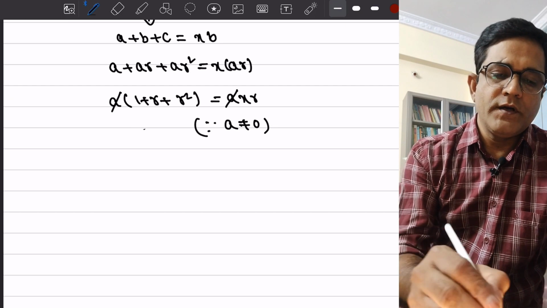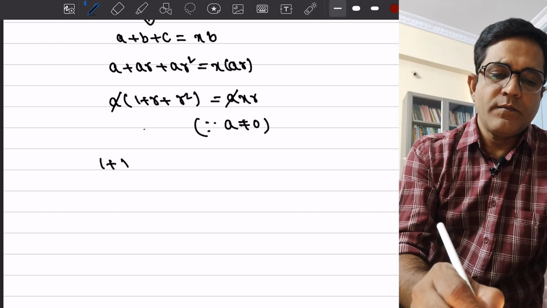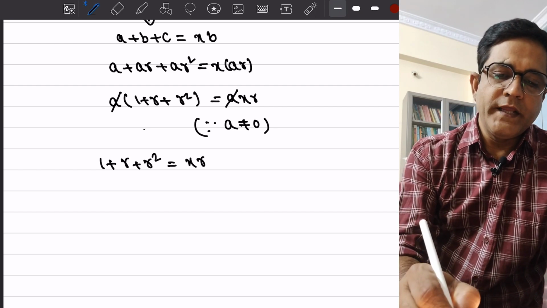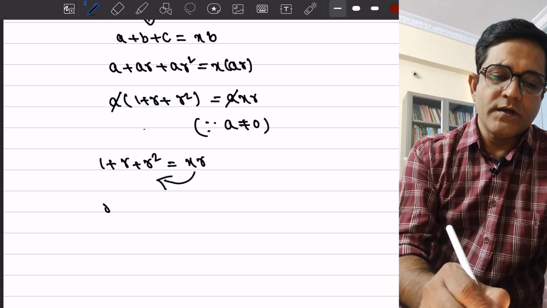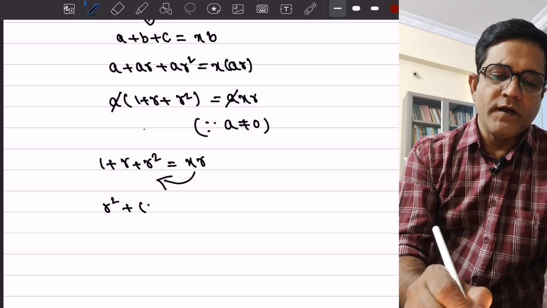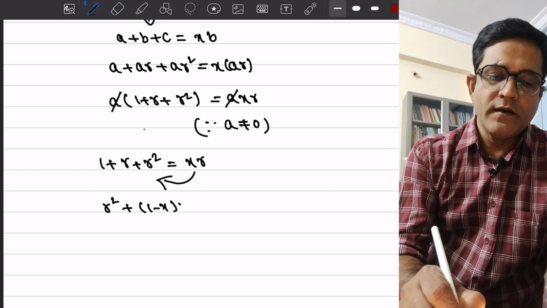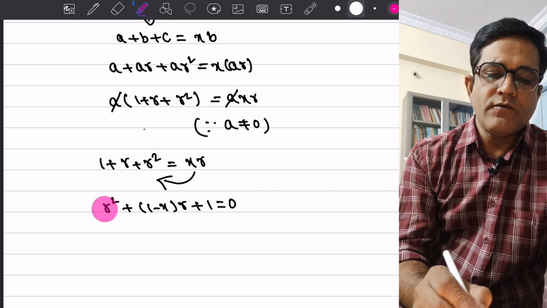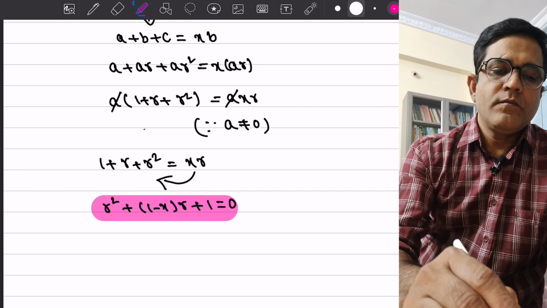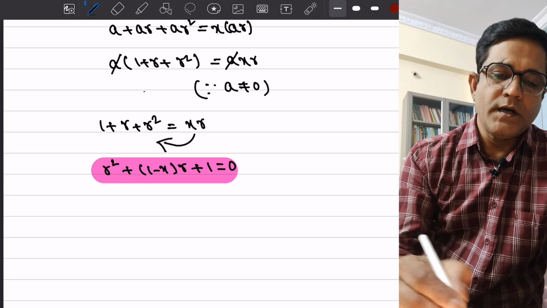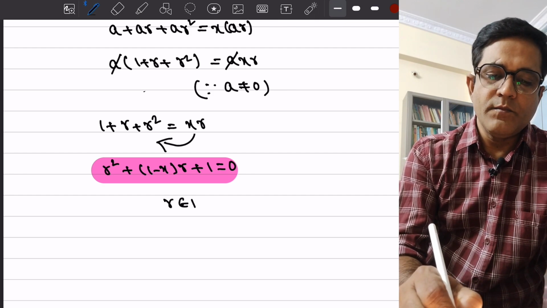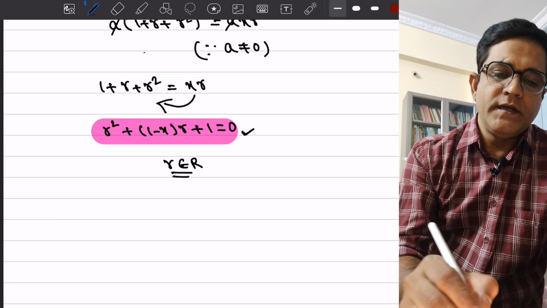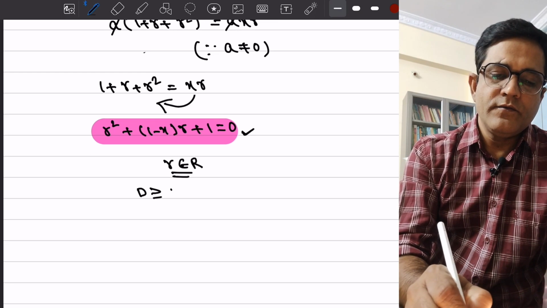Now what are you left with? 1 plus r square is equal to xr. Now take xr to this side, then it becomes r square plus 1 minus x into r plus 1 is equal to 0. Now this is a quadratic in what? In r. But r is a real number, the common ratio, therefore this is a quadratic in r with real roots, therefore the discriminant is greater than or equal to 0.